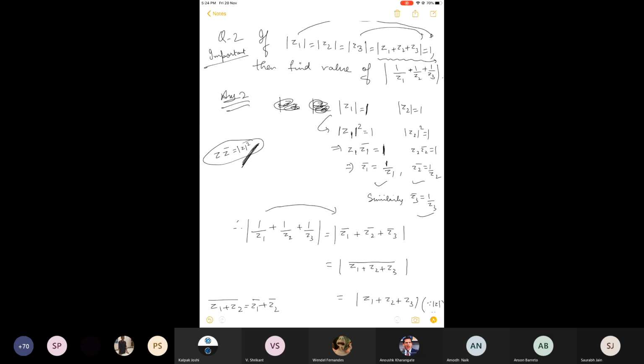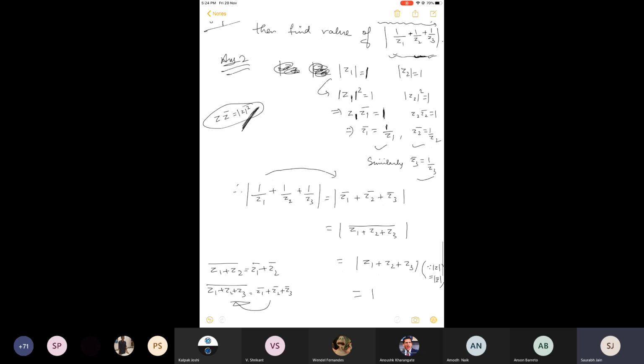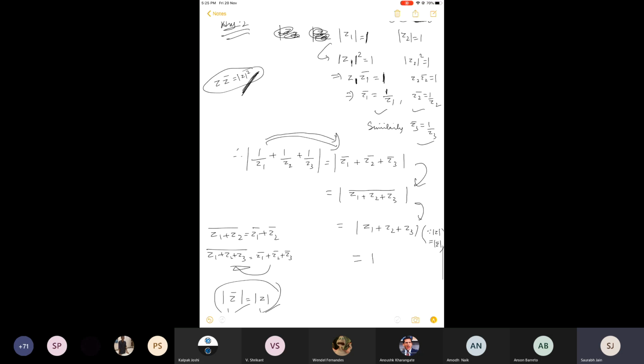This is 1. And from here I am taking z1 to the right hand side, so it is in multiplication, it will go in the division. So in the expression I have 1 by z1. Here in place of 1 by z1 I can write z1 bar. Similarly, 1 by z2 can be written as z2 bar and the next one as z3 bar. So I have reduced this expression to mod of z1 bar plus z2 bar plus z3 bar. Then using the distributive property, and after that using the property that mod z is mod z bar, we were able to get its answer also as 1.